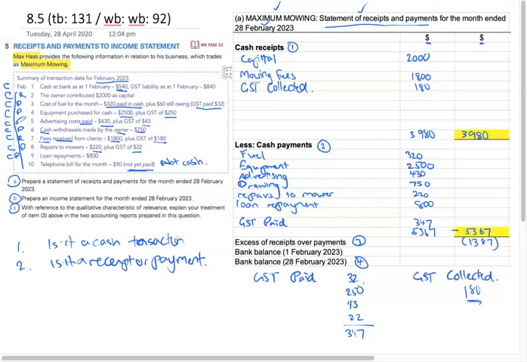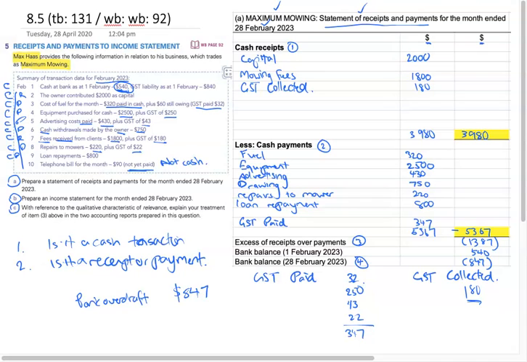Did we start with cash in our bank account? We actually did. We started with $540. You'll always find that somewhere in your question, which means at the end of February, we have a shortfall of $847. For the keen accountants in the room, this means that we have a bank overdraft, so a current liability of $847. And guys, that is how you create a statement of receipts and payments from transactions.